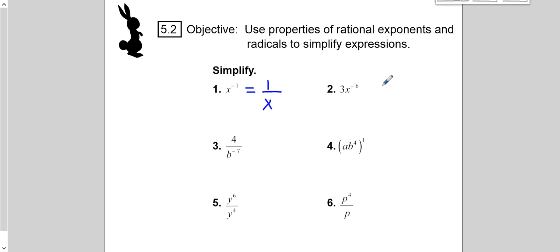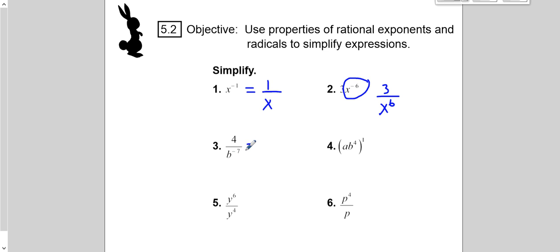Number 2, remember that an exponent only applies to whatever is directly to the left of it. The only time an exponent applies to more than one thing is when it is next to parentheses. So the 3 stays in the numerator. The x to the negative 6th power will become x to the positive 6th power when we put it in the denominator.